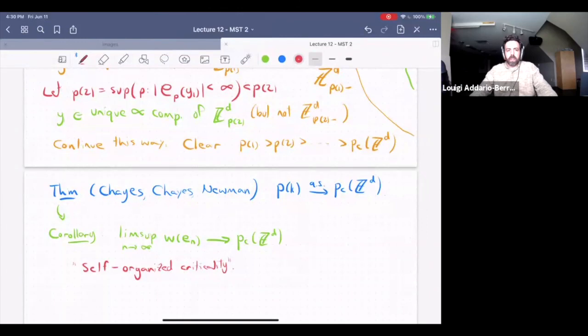Okay, so I think that's a good spot to wrap up for today. Sorry I wasn't able to quickly answer the question about taking the supremum over P less than Pc. I'll think more about that.